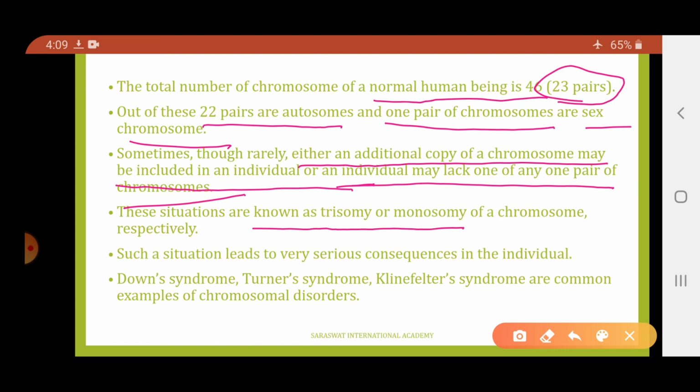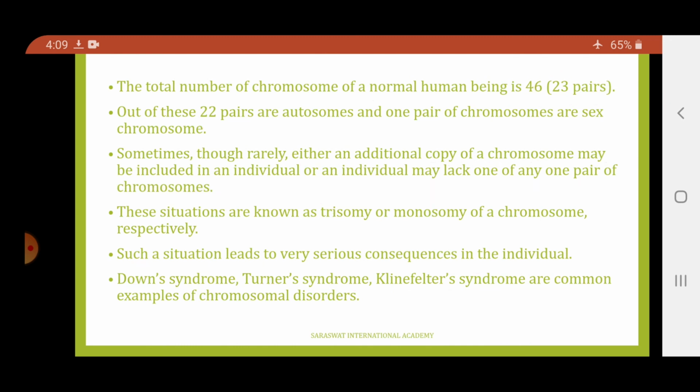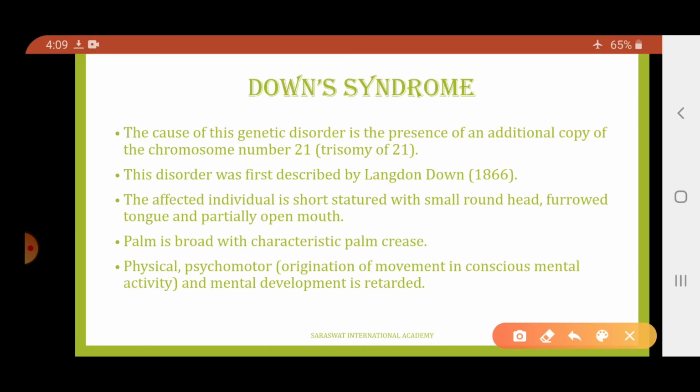अगर एक कॉपी ऐड हुई तो ट्राइसोमी, अगर क्रोमोसोम में से एक कम हो गया तो मोनोसोमी. This leads to very serious consequences in the individual. Some of the consequences are Down syndrome, Turner syndrome, Klinefelter syndrome. We will study them, students. So this is the Down syndrome. It is a genetic disorder in the presence of an additional copy of chromosome number 21.